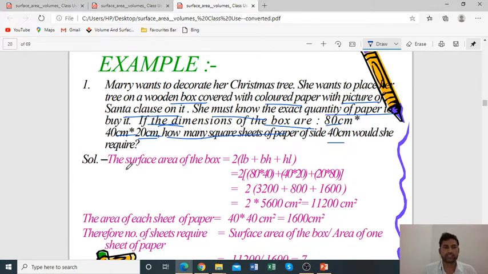We know that the total surface area of the box is 2 times (length times breadth plus breadth times height plus height times length). Putting in the values: 2 times (80 times 40 plus 40 times 20 plus 20 times 80). So 80 times 40 is 3200, 40 times 20 is 800, and 20 times 80 is 1600. So 2 times 5600 square centimeters. So the total surface area of the box is 11,200 square centimeters.